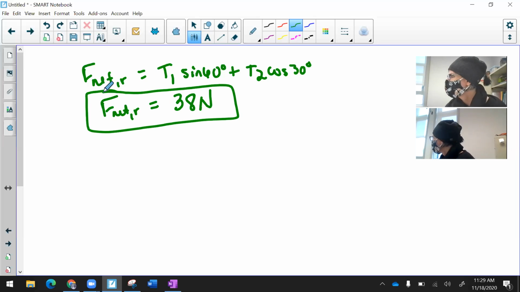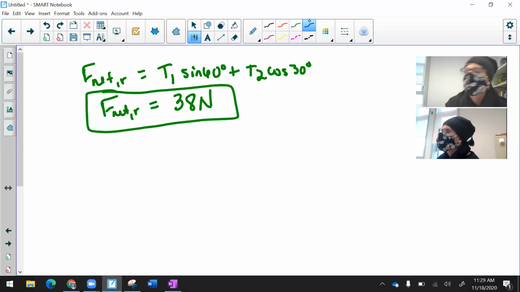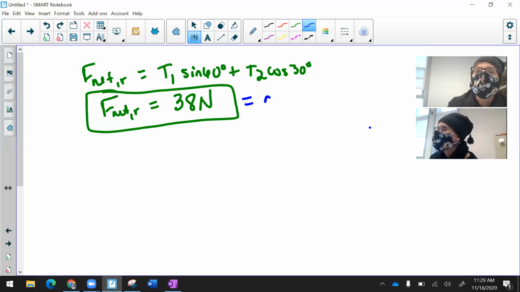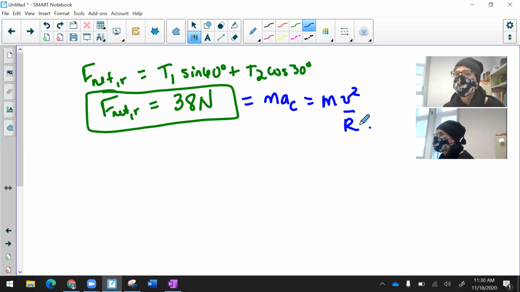All right, other people get that? Okay, so then what does part D ask us? The speed. How am I going to get the speed out of this? Okay, so what's F net R equal to? Okay, so this is going to be MAC, and then what's AC, Dagny? V squared over R. Okay, so do I know M? V is what I'm solving for. Do I know R? Can I find R?